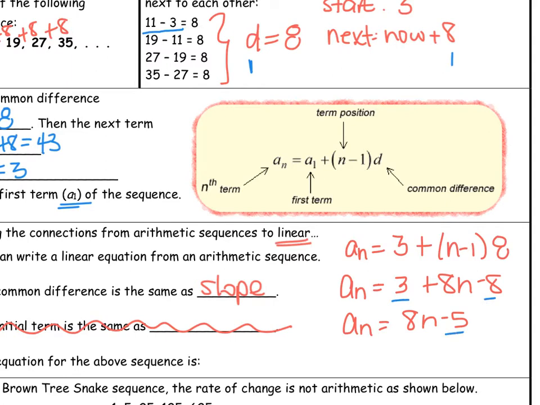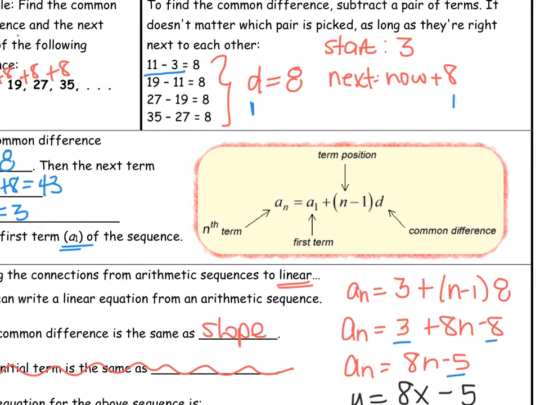So this looks very similar to a slope-intercept equation. If we replace a sub n with y, there's our slope, that's our common difference. The n is the same as our x, and in this case, our y-intercept is negative 5. And if you remember from when we did arithmetic sequences, if we subtract our common difference from our start, 3 minus 8 is going to give us negative 5.